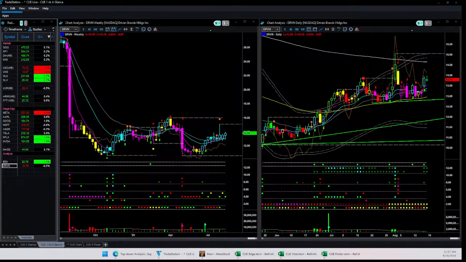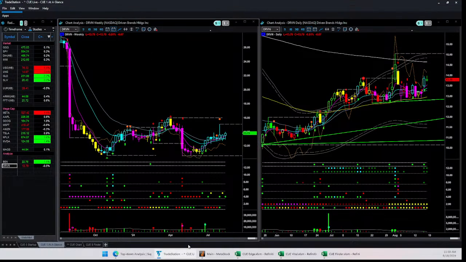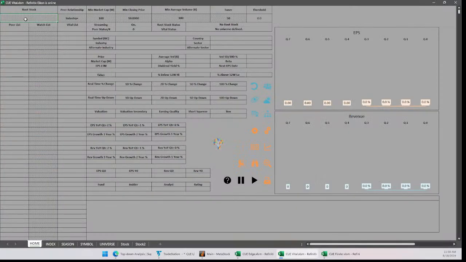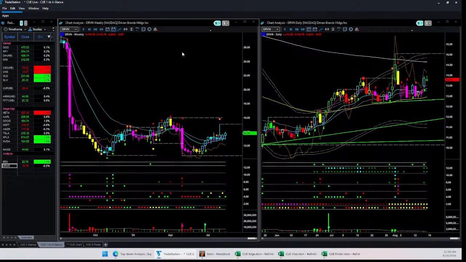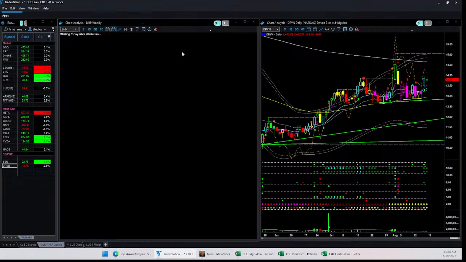And this week, let me share two stocks again. Let's look at their complete analysis. One is BHP. Look at its chart also. BHP.